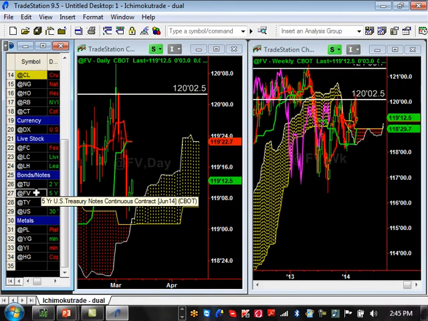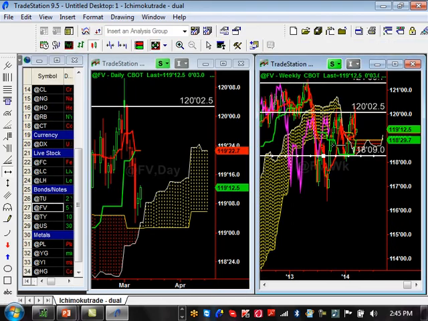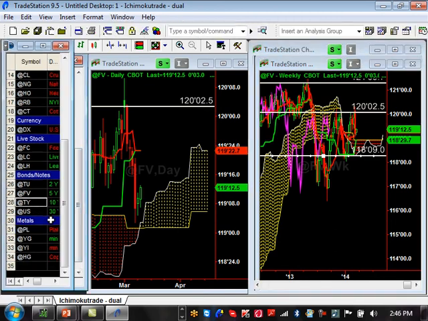Next one, you're looking at 5-year treasury notes. This is not doing anything at all. This is in fact very boring to even look at. Its support is 118.09, resistance is 120.02.